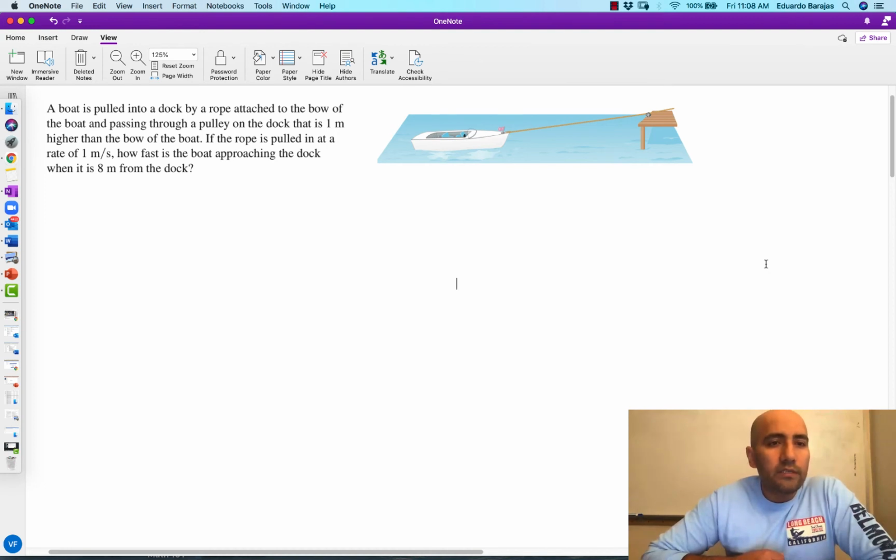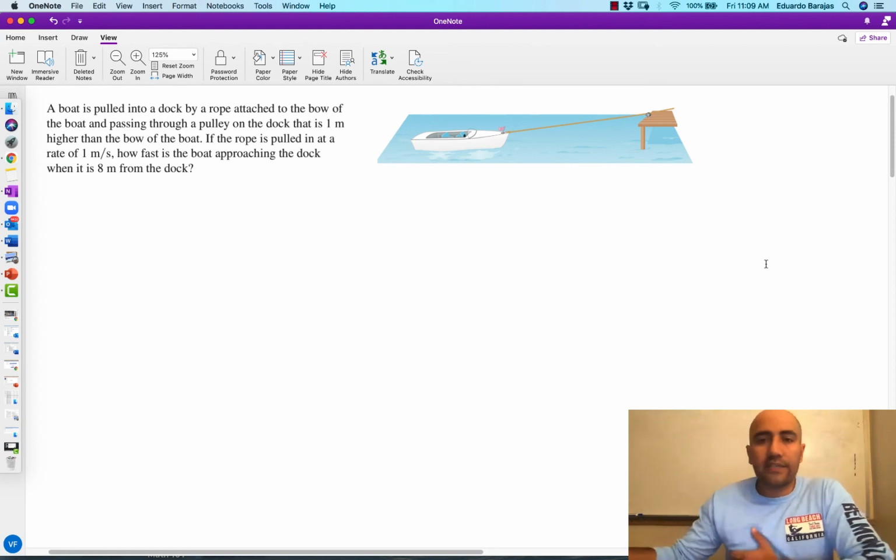Okay, a boat is pulled into a dock by a rope attached to the bow of the boat and passing through a pulley on the dock that is 1 meter higher than the bow of the boat. If the rope is pulled at a rate of 1 meter per second, how fast is the boat approaching the dock when it is 8 meters from the dock?